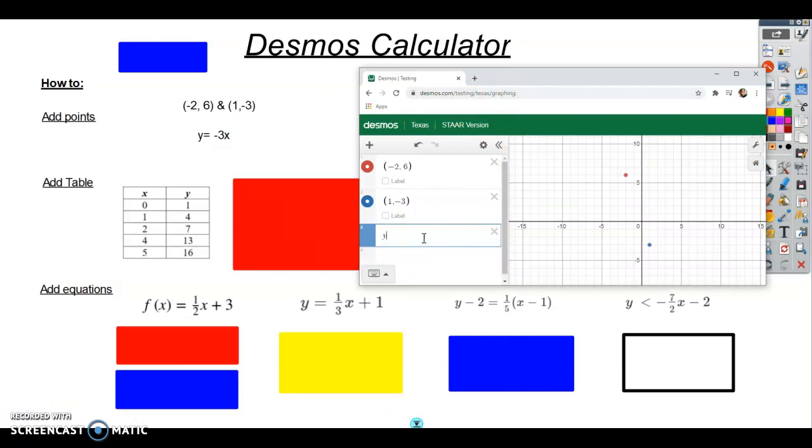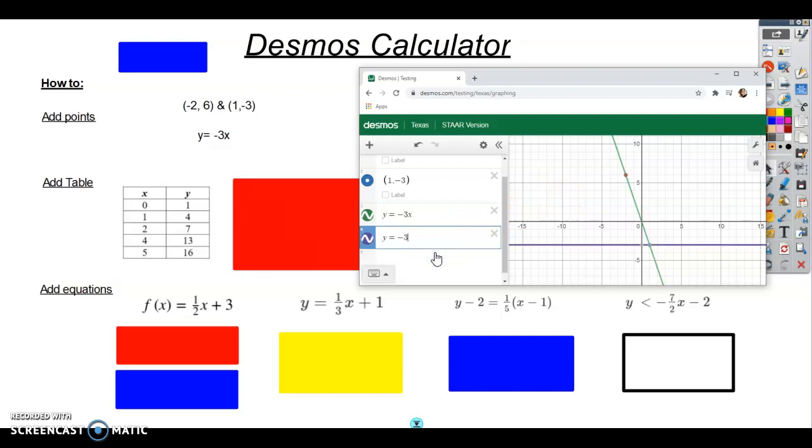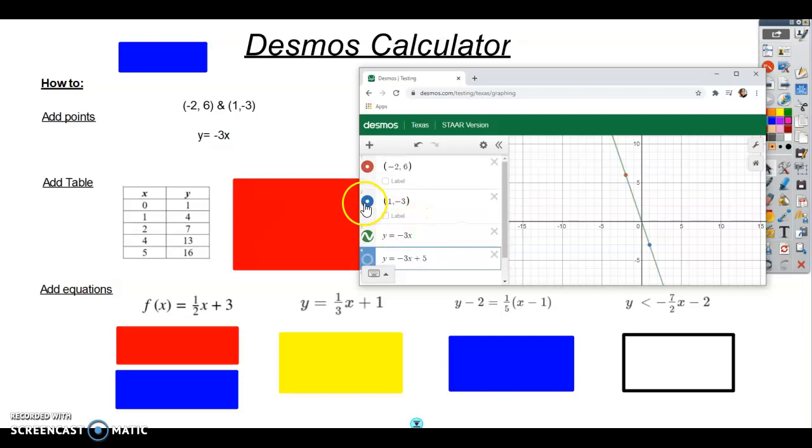So I'm going to type y equals -3x. Does my green line go through those 2 points? Yes, it does, right? And if it had more equations, let's say y equals -3x plus 5, I can turn the green one off by pressing that little button, and then it only shows me the purple one now, and I can see that it did not go through my points, so that would not have been my answer, right? So I'm going to turn that one off. I can turn the other one on, and you can do that with the points as well. You can hide them if you want to. You can turn them on if you want to.